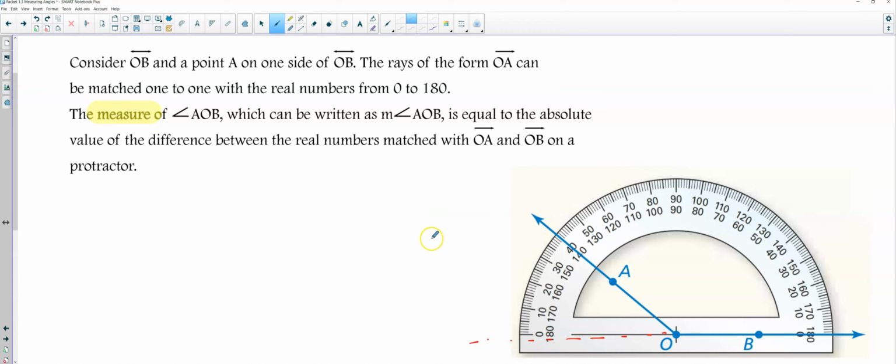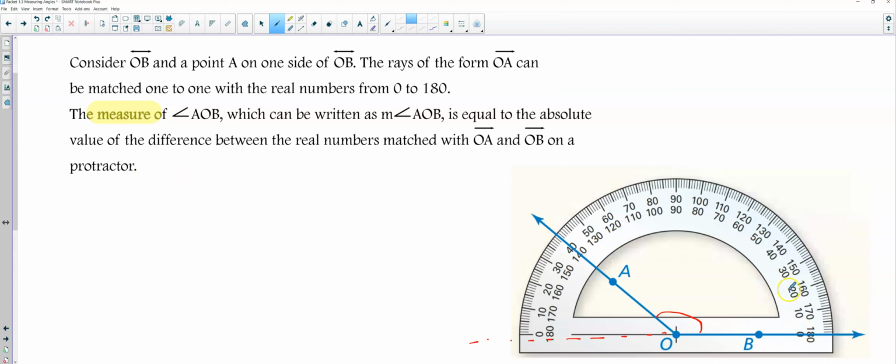The measure of angle AOB, which is this angle right here, can be written as the m of angle AOB. This m means the measurement of angle AOB. It's equal to the absolute value of the difference between the real numbers matched with ray OA and ray OB on a protractor. So basically, in this case, notice this one is 0.